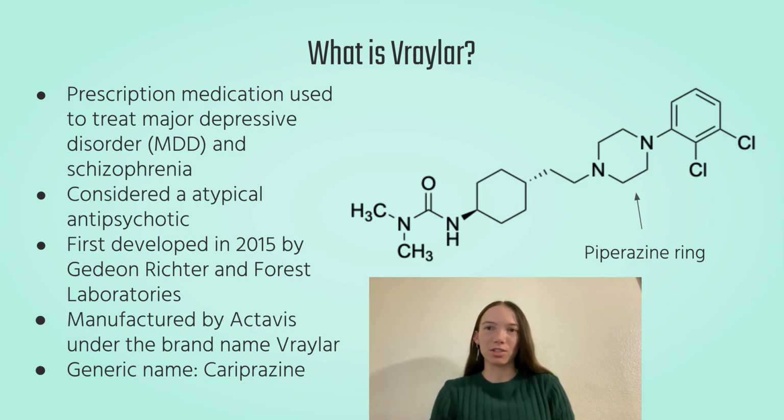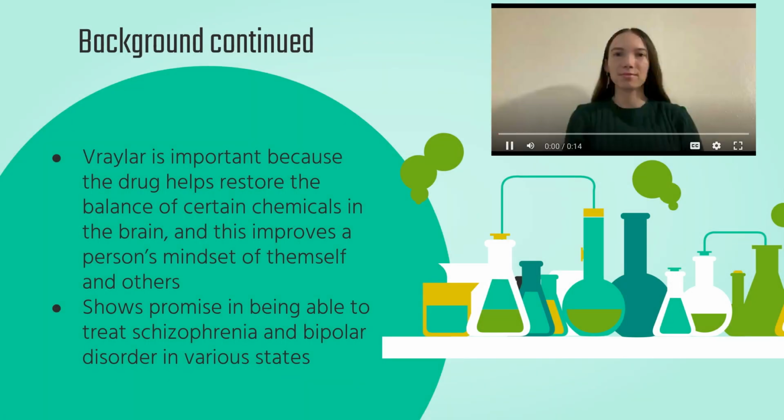This drug was first developed by Gideon Richter and Forest Laboratories in 2015, and the generic name of the drug is cariprazine. Vraylar helps restore the balance of chemicals in the brain to help improve a person's mindset of themselves and others. This drug shows potential in being able to treat schizophrenia and certain forms of bipolar disorder.